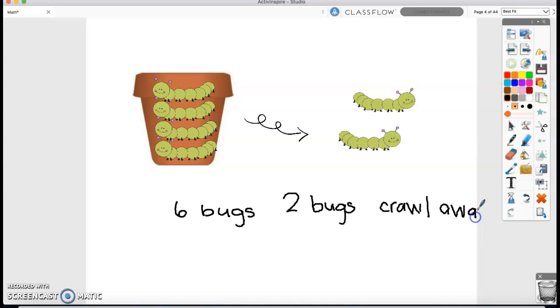So how many bugs do we have left? I want to know how many bugs are left. We started with 6 bugs altogether. 2 bugs crawl away. So how many bugs are left? If you said 4, great. 1, 2, 3, 4. 4 bugs are left.